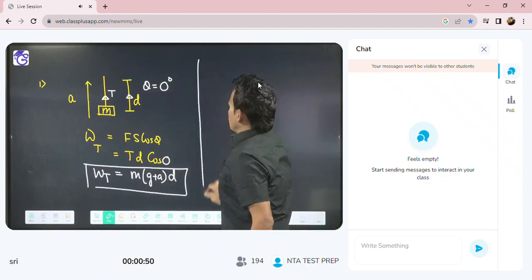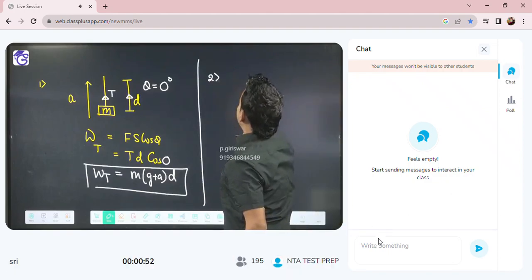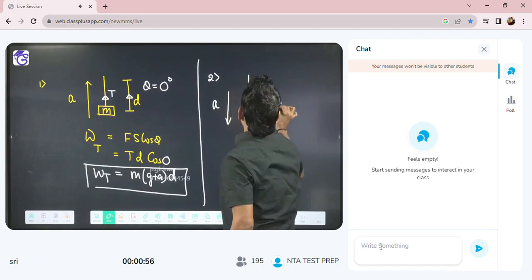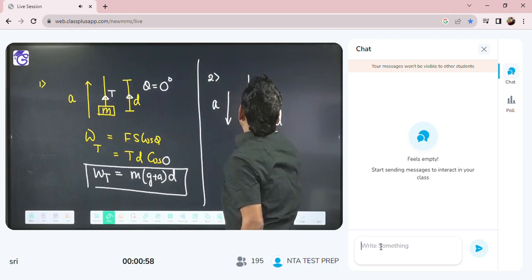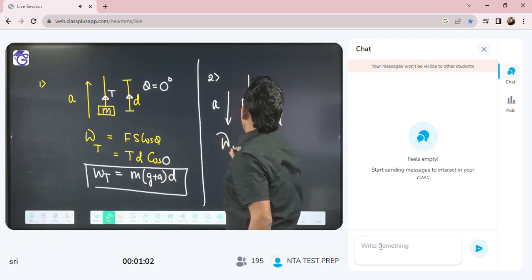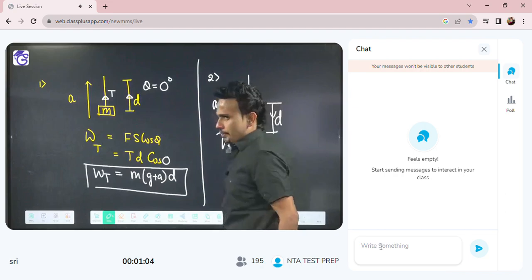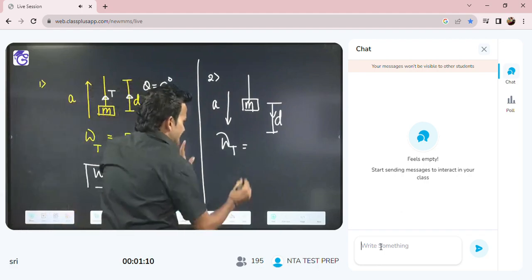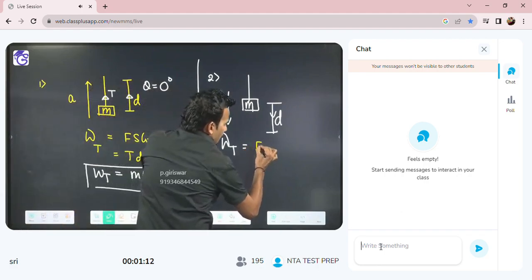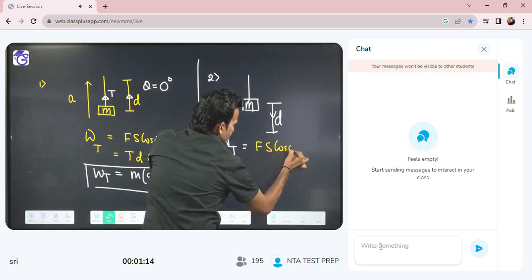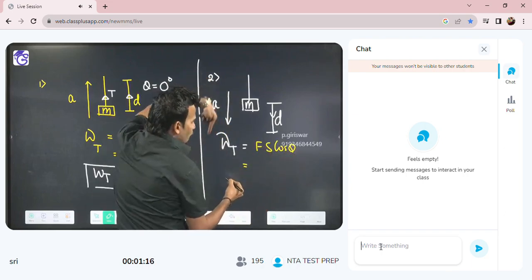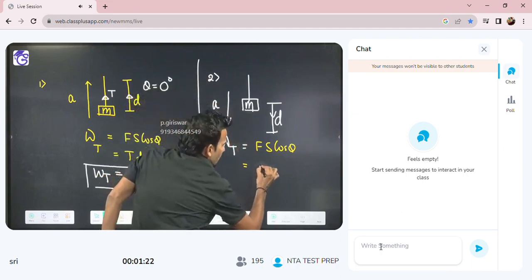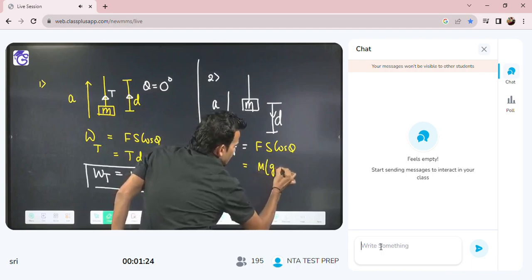If you understood this, then tell me the next situation. If the same block is allowed to go down with an acceleration A, and if the block goes distance D downward, what is the work done by tension now? Now the block is going downward. Again the same formula: work of tension is Fs cos theta. The system is going downward, so G effective will become G minus A. So tension in the string will become M into G minus A.